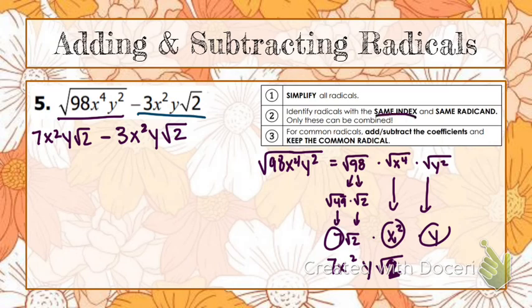Now, it tells us that they have to have the same index and same radicand in order to combine like terms. We have the square root of 2 in both places. But in this case, our coefficients also have variables in them. So we also have to make sure that the coefficients are like terms to each other. So we can only subtract these if the variables and their exponents are the same. And in fact, x squared y and x squared y are the same thing. So we have the same radical, the same exponents, variables with exponents. And that means we can subtract. So we're going to do 7 minus 3, which is 4. And then all of this stays the same. x squared y square root of 2.